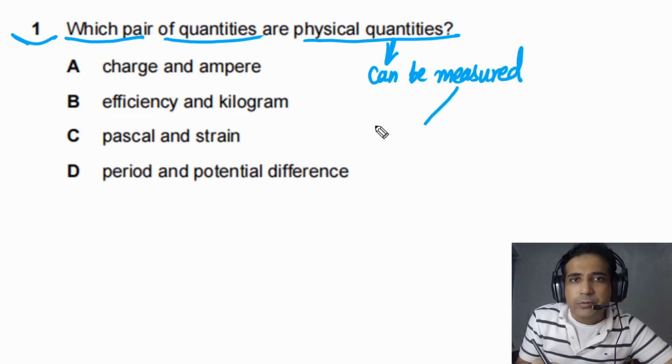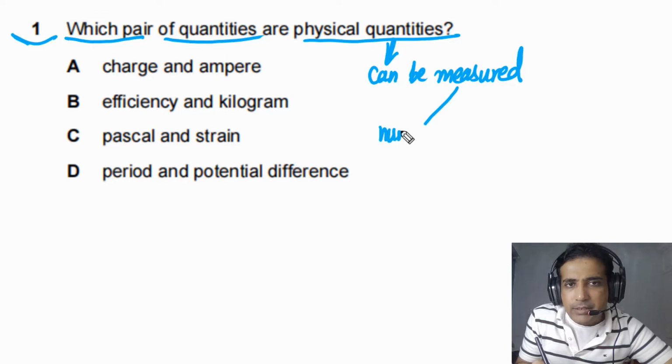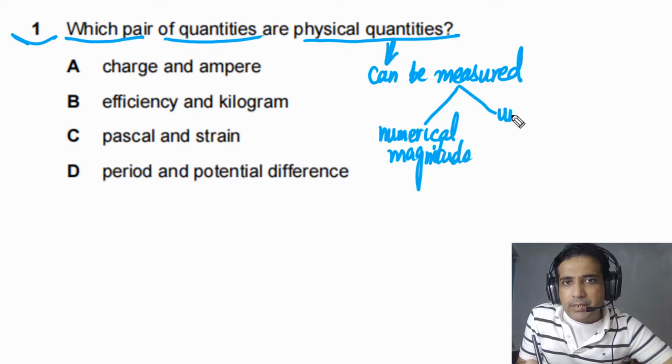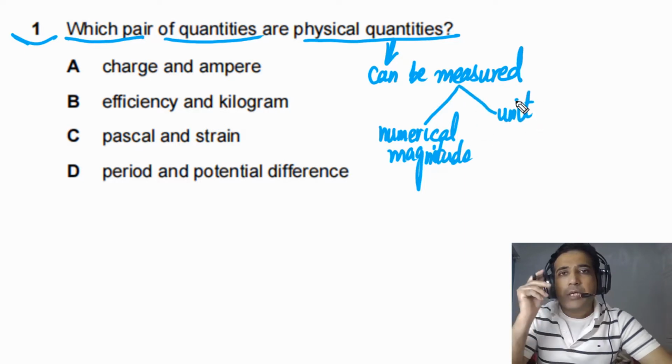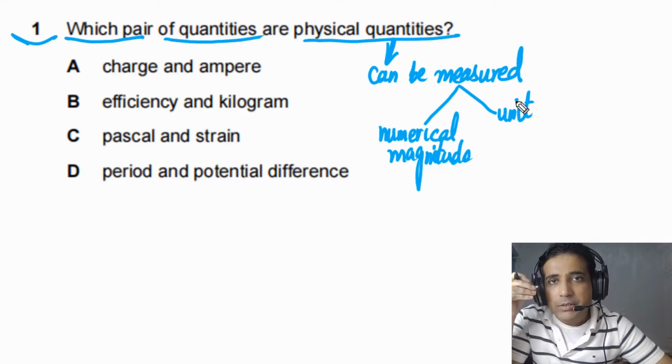And most of the physical quantities have numerical magnitude and also they have unit. But some physical quantities don't have unit. They are dimensionless physical quantities like strain. Strain has no unit because strain is a ratio between two same quantities. So strain is a dimensionless physical quantity.